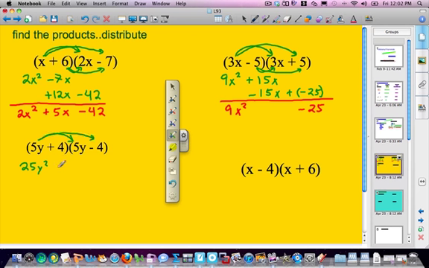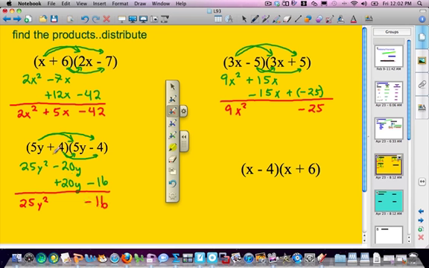5y times negative 4 yields a negative 20y. Distributing the 4 across yields 20y. Last terms yields negative 16. Final step will be to combine like terms. 25y squared. 20 minus 20 is 0, so I bring down the constant of minus 16.